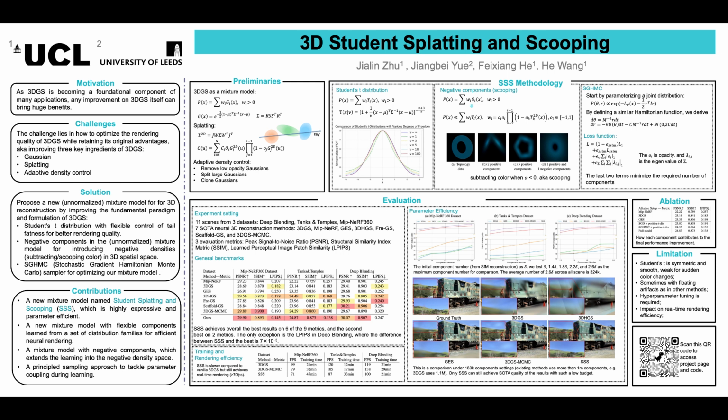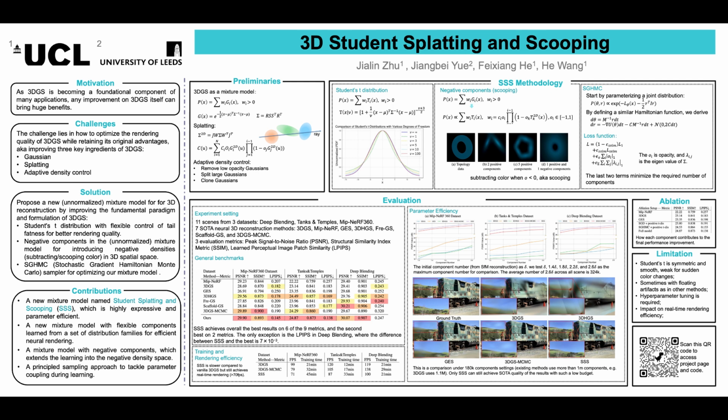All right, so the recipe is flexible t-distributions for adaptive shape. Check. Positive and negative components for efficient representation via splatting and scooping. Check. And a smart sampling method, SGHMC, combined with recycling for robust learning. That's the core of SSS. Got it. So let's talk results.